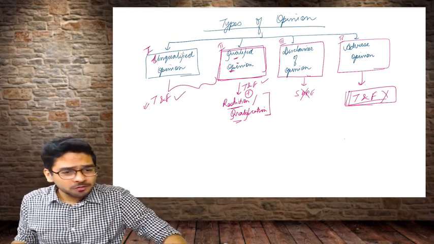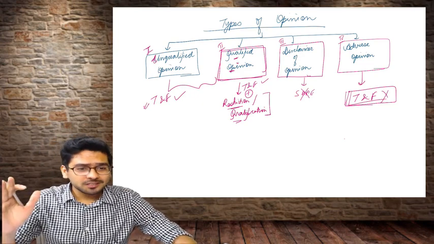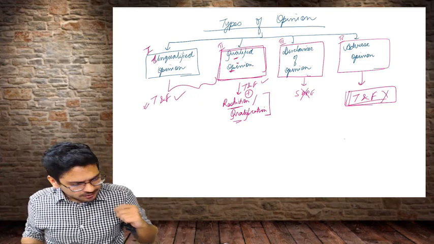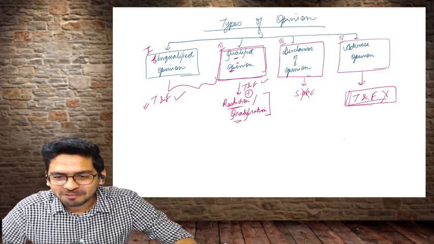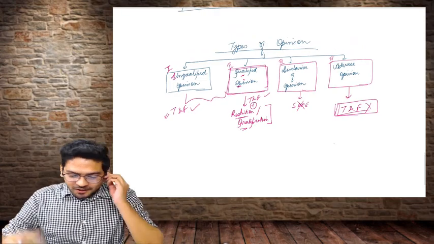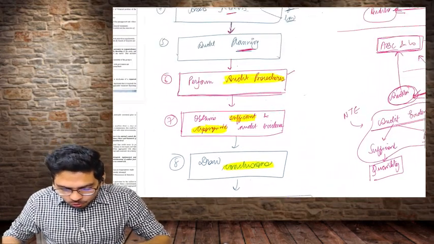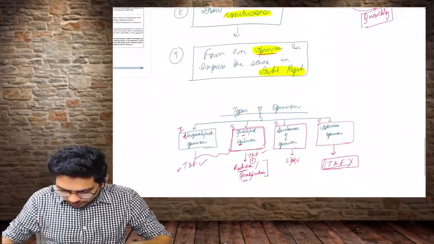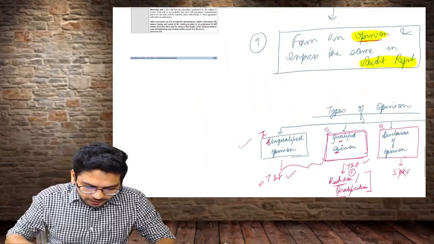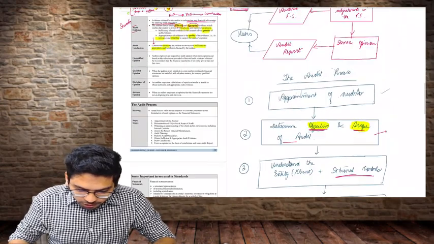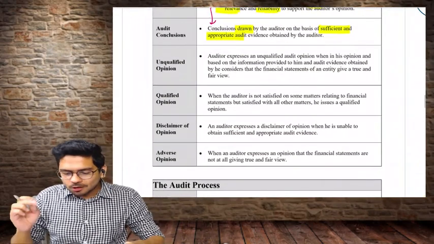So I believe now the four types of opinions are very clear to you. Any doubts you have, you can ask me right now. Perfectly clear? Okay, fine. So coming back to what I have just explained, let us read the four points from our notes and let us wind up this topic of audit process. So what is an unqualified opinion?